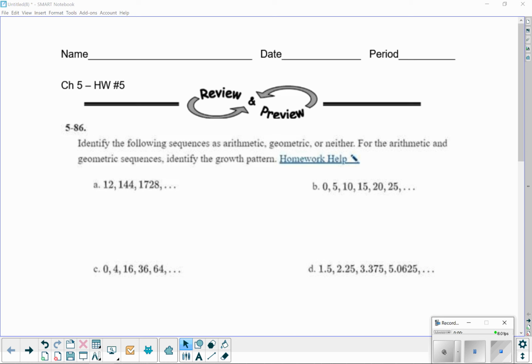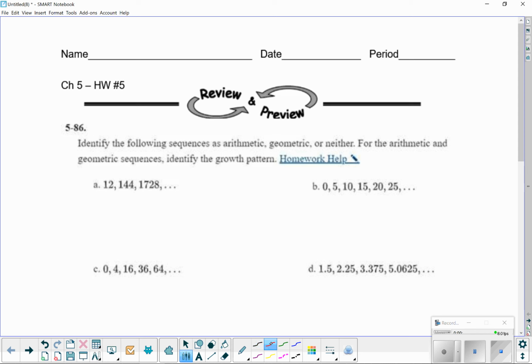Okay, let's do this. This is homework for chapter 5, number 5. All right, so we are going to be on number 86. We're going to be trying to figure out if the following sequence is arithmetic, geometric, or neither. And for the arithmetic and geometric, identify the growth pattern. Basically, how much is it growing by?